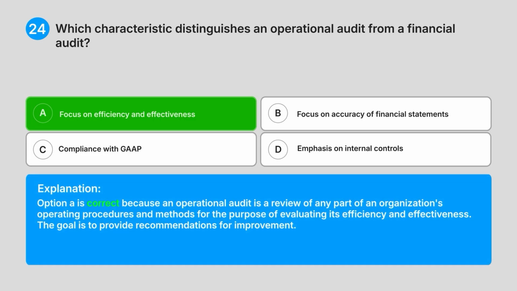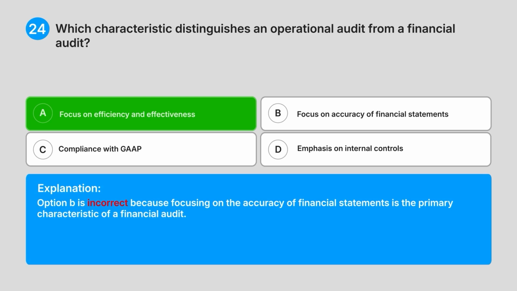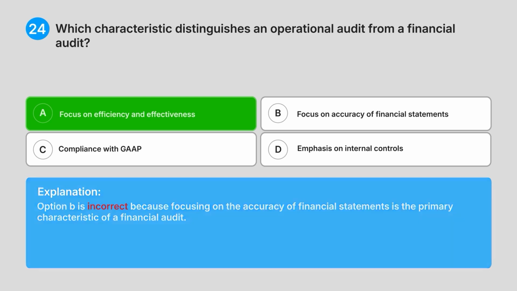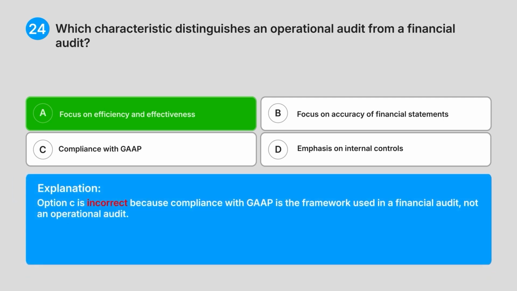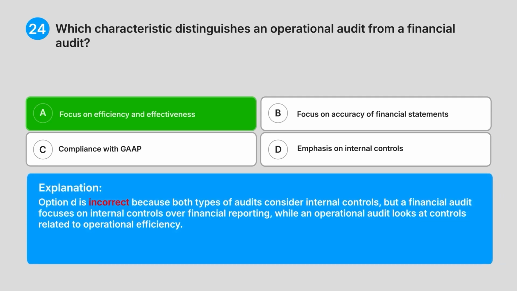Explanation. Option A is correct because an operational audit is a review of any part of an organization's operating procedures and methods for the purpose of evaluating its efficiency and effectiveness. The goal is to provide recommendations for improvement. Option B is incorrect because focusing on the accuracy of financial statements is the primary characteristic of a financial audit. Option C is incorrect because compliance with GAAP is the framework used in a financial audit, not an operational audit. Option D is incorrect because both types of audits consider internal controls, but a financial audit focuses on internal controls over financial reporting, while an operational audit looks at controls related to operational efficiency.